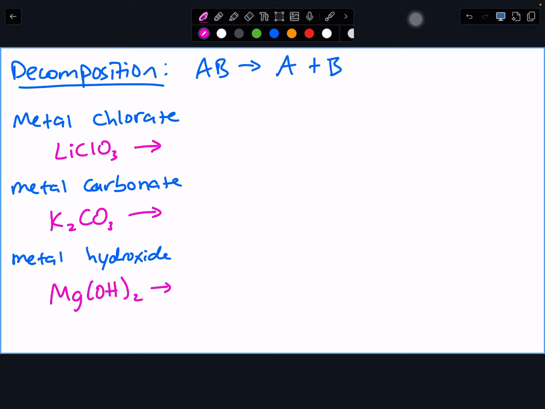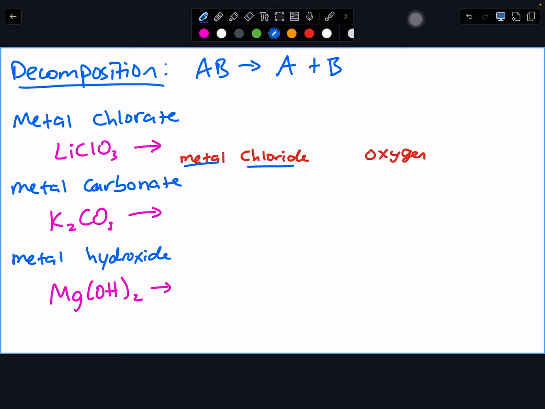Chlorate is ClO3 minus, and carbonate is CO3 2 minus. All metal chlorates decompose into the same things every single time. They always decompose into a metal chloride and oxygen. What does that mean?